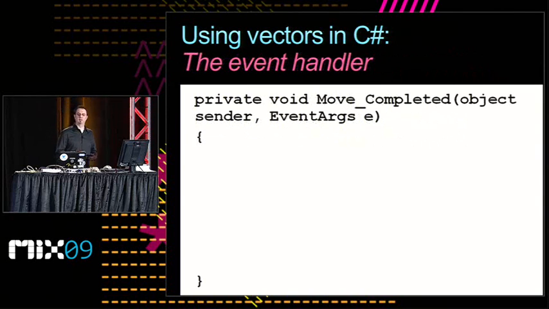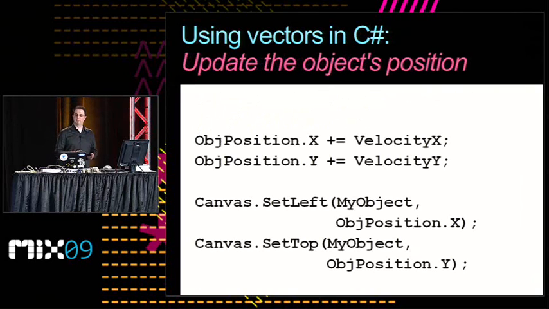And now I'm going to move to an event handler. This is what happens. I start my storyboard. I've set up an event listener for the completed event. My storyboard expires immediately, and I'm into this handler. Inside of the handler, it's a fairly simple process for me to update my stored object position x and y by adding the x and y velocity components to it, and then simply updating the left and top position of my object in the application.